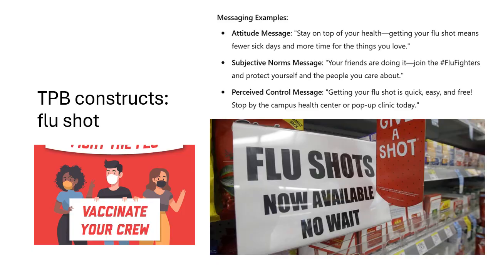So for example, a campaign using the theory of planned behavior constructs to promote flu shots might have these kind of messaging. Messaging to influence the audience's attitude to getting the flu is similar to the health belief model, but then messaging that portrays the social norms is where the theory of planned behavior differs. The theory of planned behavior then also focuses on the how, the perceived control of getting this done, the person's self-efficacy.